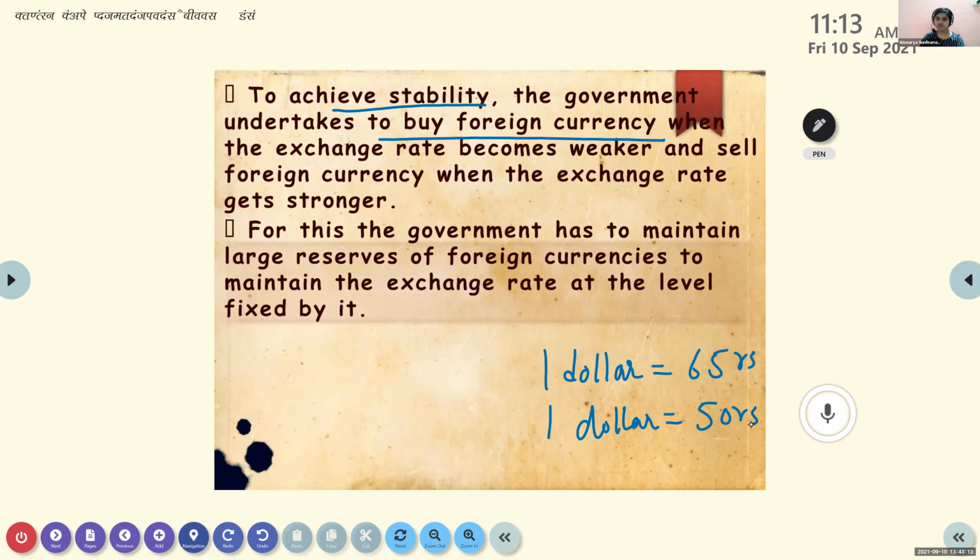You have to give 65 rupees to get $1. Now $1 is equal to 50 rupees means what? You have to give 50 rupees for getting $1. Which situation is good for our country? Out of these two, which one is good for our country?